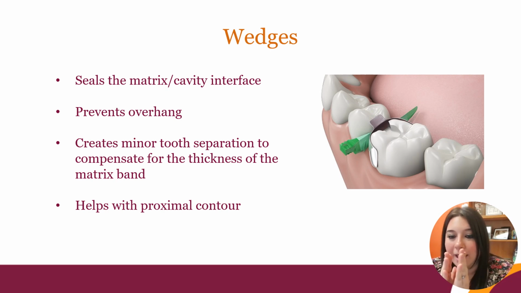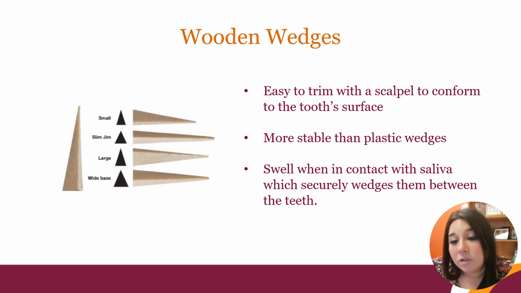They're apart a little bit, and then the wedge comes out and the teeth can go back together again. It also helps with proximal contour. So again, teeth should not be flat in the interproximal area. They should be a little convex there, where they're coming out a little bit to meet where that contact point is.